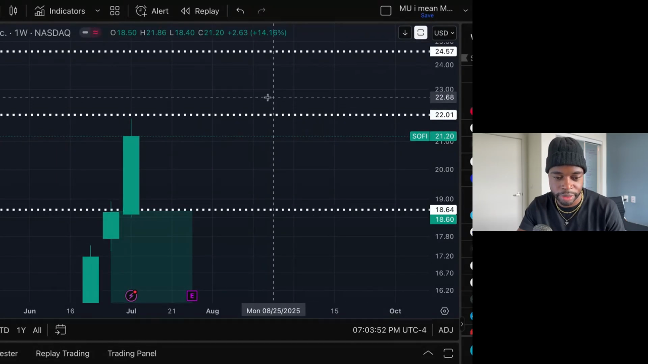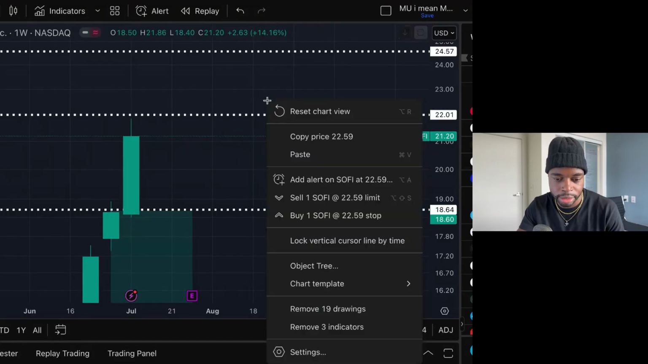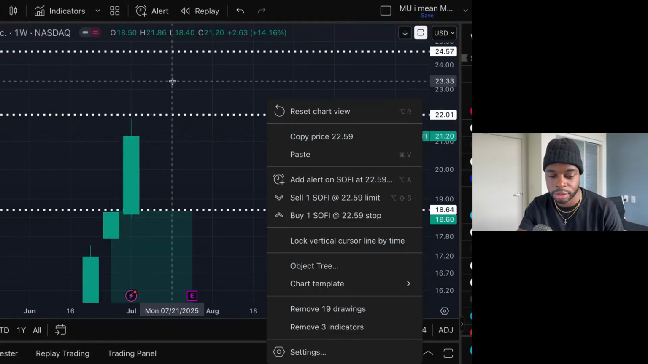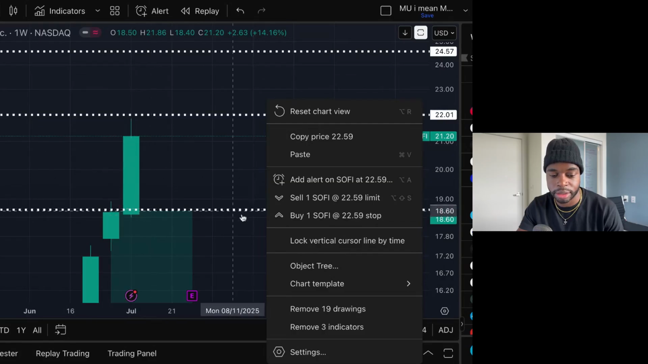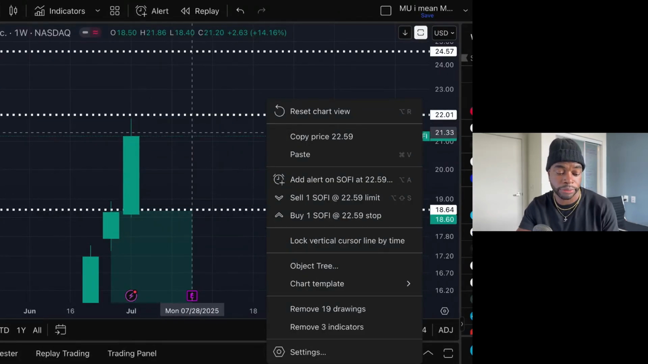So basically, you can pretty much click anywhere on the chart. You do a right click, and then wherever you want to set that alert, you do add alert here on SoFi. So once price crosses that level, then you'll get an alert. It'll go bing, and it can be on your phone as well, which is what I like to do. I like to make the alerts go to my phone so that if I'm at work or just chilling, it goes bing, and I'm like, oh, I know I need to enter this trade. Or it goes bing, and I'm like, oh, okay, I might need to exit this trade.